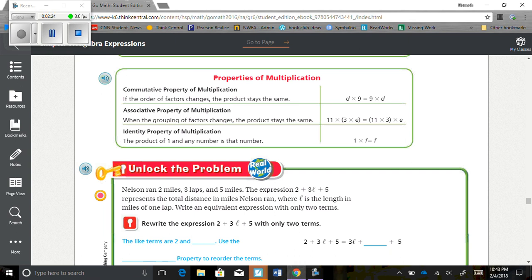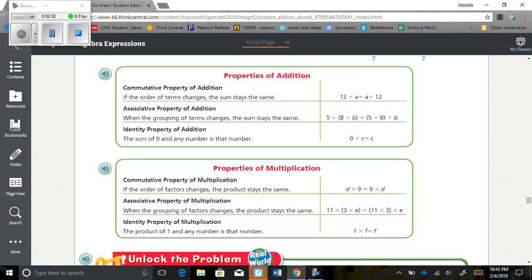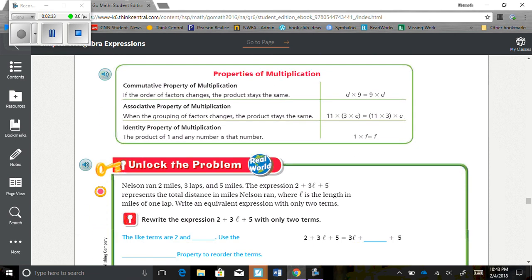Associative property of multiplication. When the grouping of factors changes, the product stays the same. So this is just like what we did up there for the associative property of addition. It doesn't matter where those parentheses are if we're only dealing with multiplication. Parentheses matter in order of operations, but if we're only multiplying the whole problem, parentheses don't matter where they're at. So 11 times 3 times e is the same thing as 11 times 3 times e. Okay? But if we have different operations in there, so if there's an addition, multiplication, subtraction, division, if there's something other than just multiplication signs, those parentheses matter.